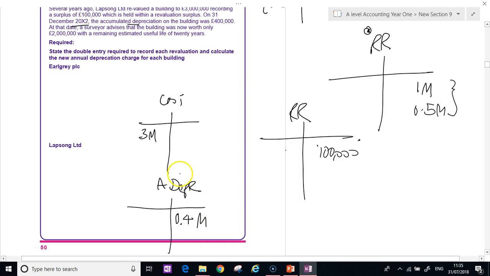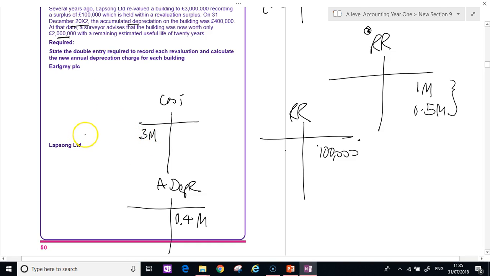And it says now that... what's the word? Someone comes in and says to you that this building is only now worth 2 million. So now this is a bit interesting, because the question here is, how do I deal with this? How do I be prudent? How do I deal with this devaluation, if you like?